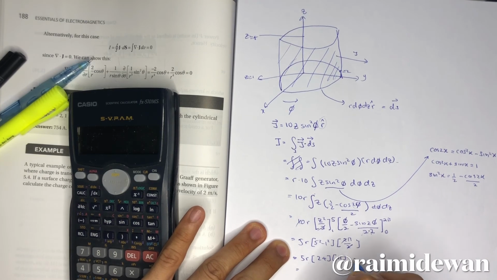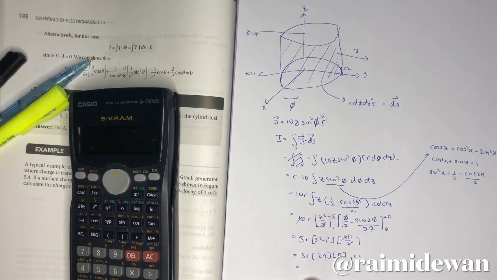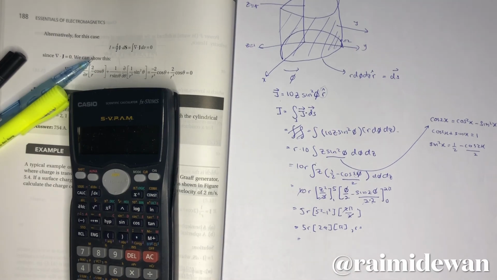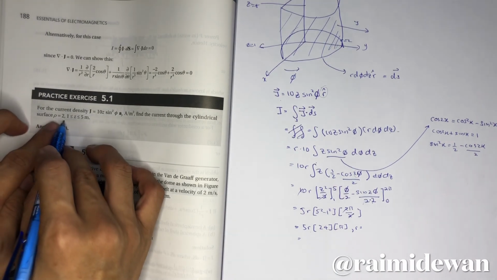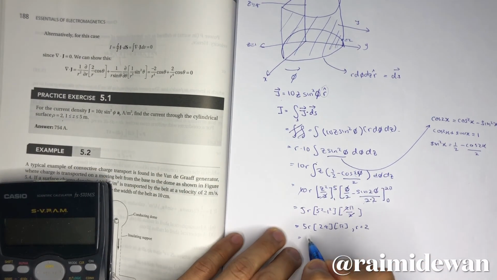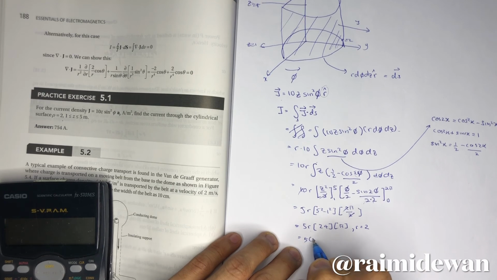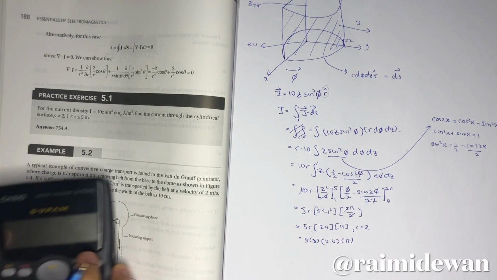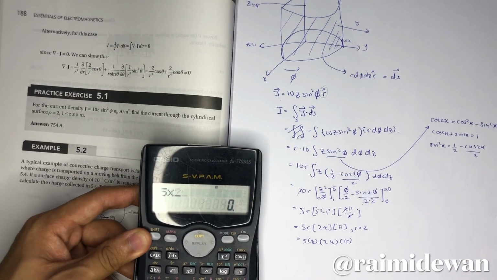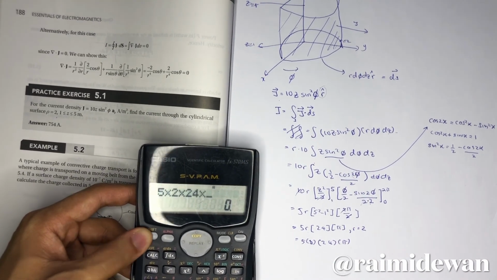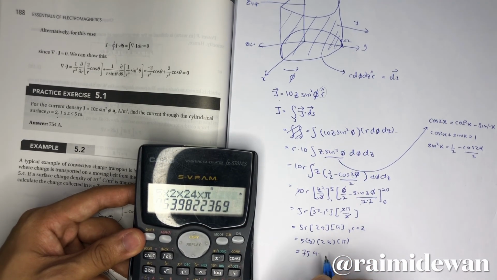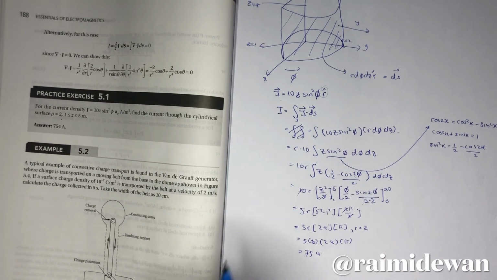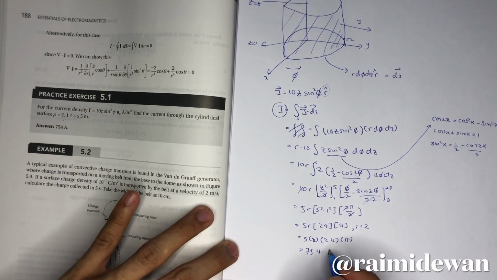So how about your r? Your r is constant. What is the value of r here? r is 2. So 5 times 2 times 24 times π. What do you get? 5 times 2 times 24 times π, you get 754. The question is asking about current, and you know it is in amperes.